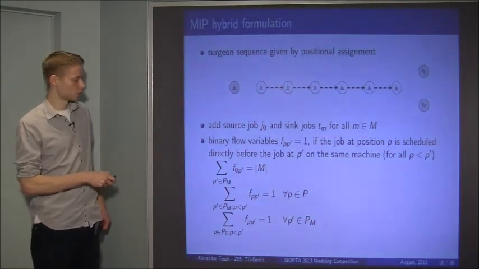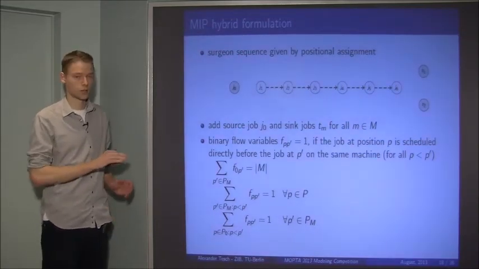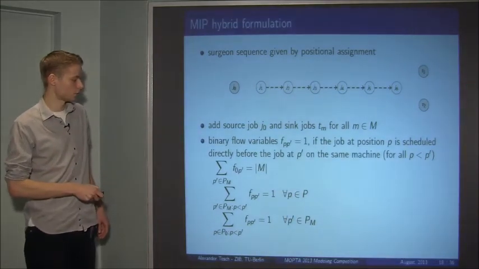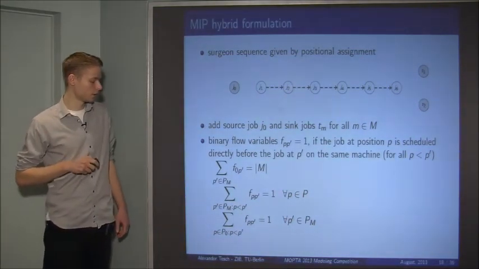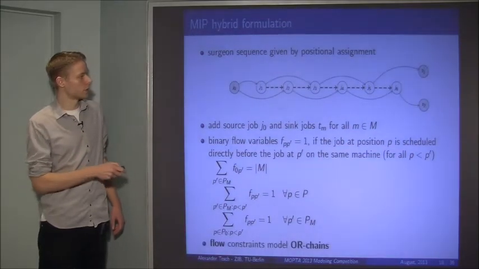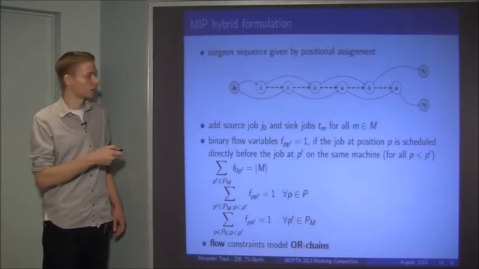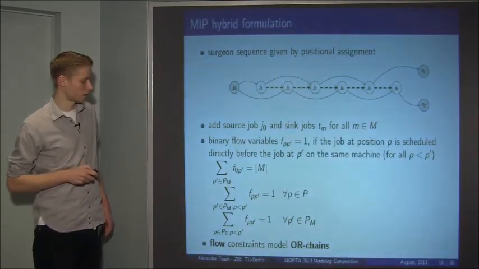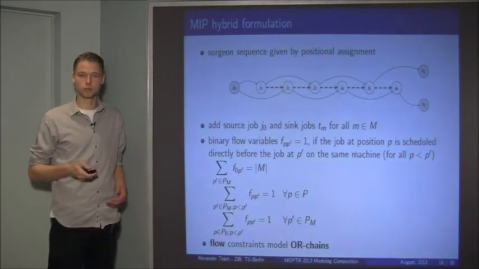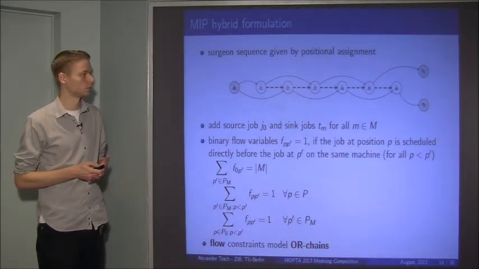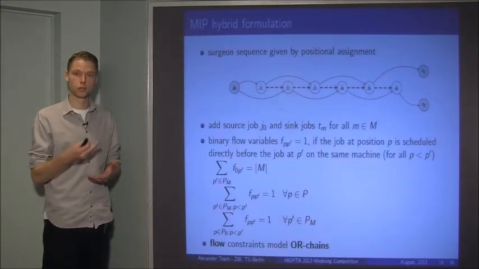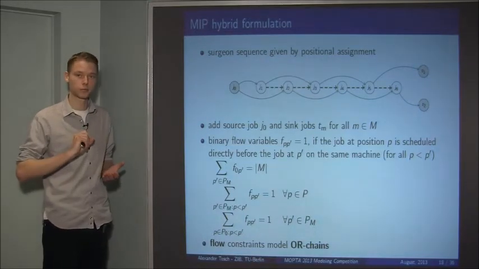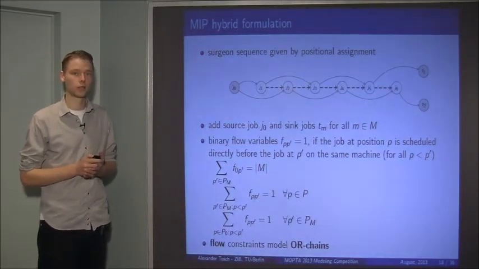And there we just have to release a flow from the source vertex of exactly M, that means for all of the operation rooms, and we just have to keep the flow conservation here. And this formulation, because they are binary variables, would result in a flow like this here. And these exactly imply the operation room chains that we have in our problem. And therefore, a solution of this model would yield at least the precedence relations of this formulation.